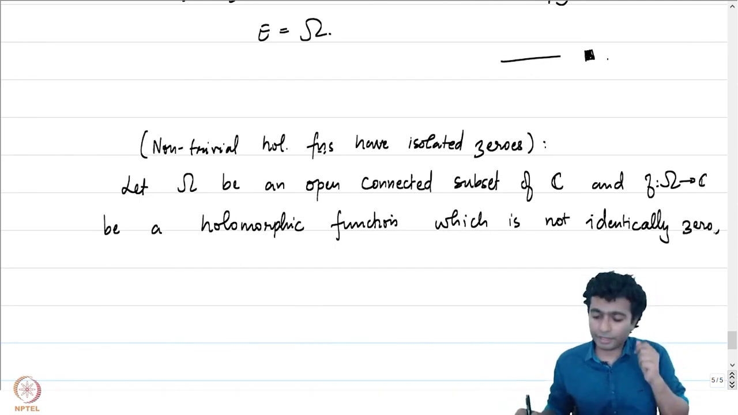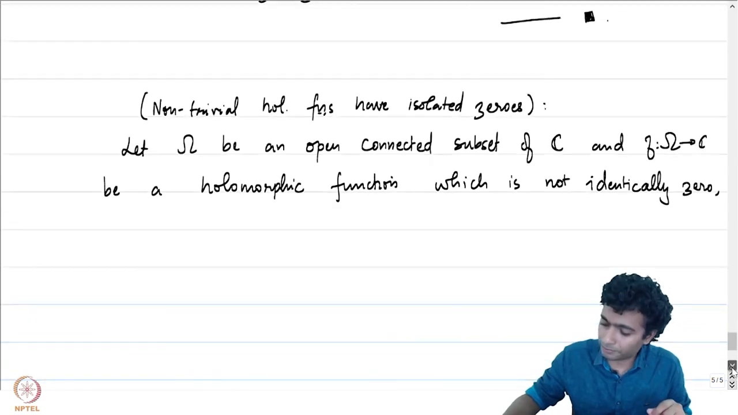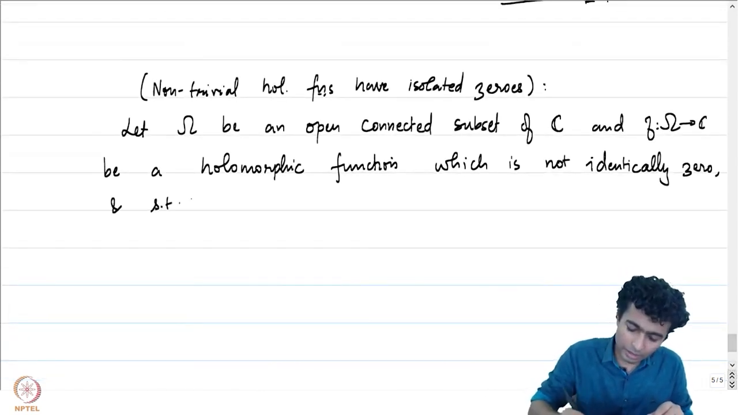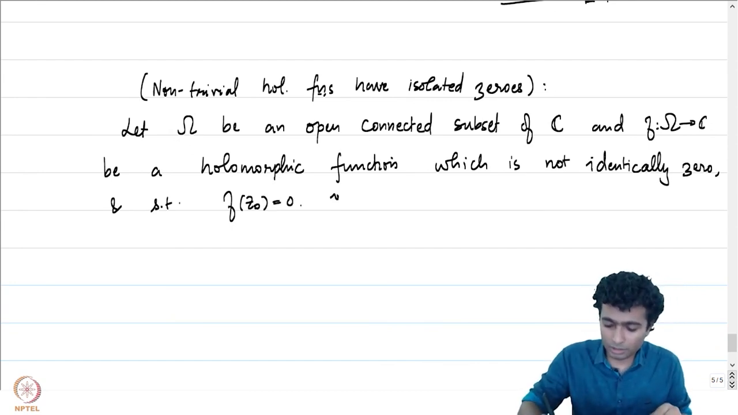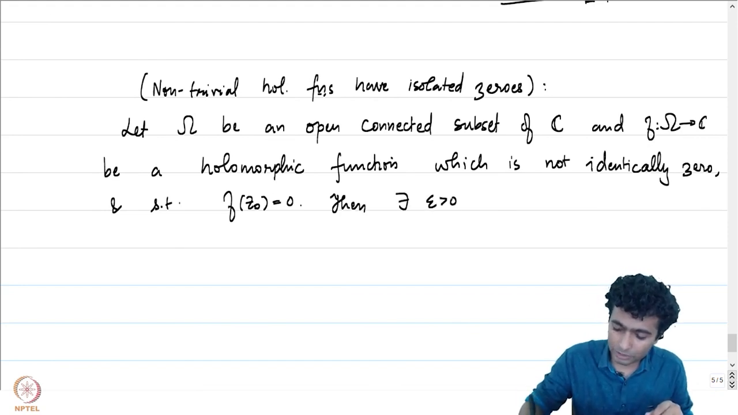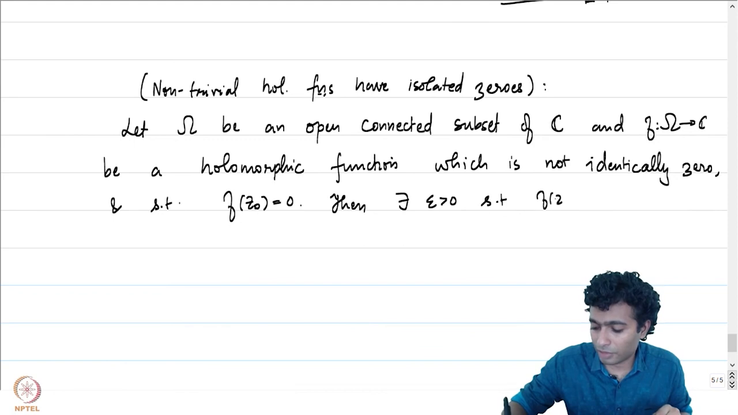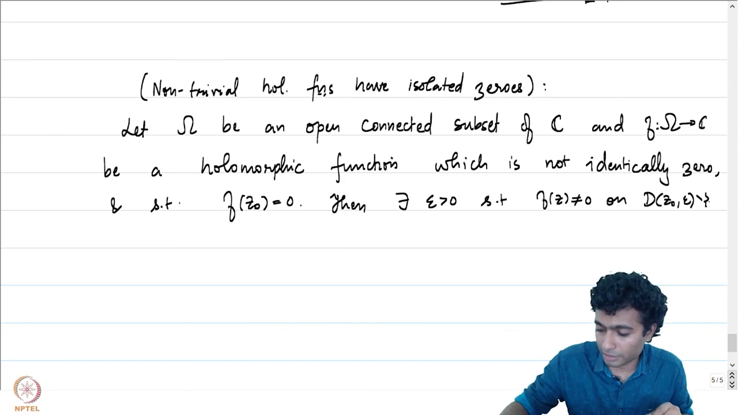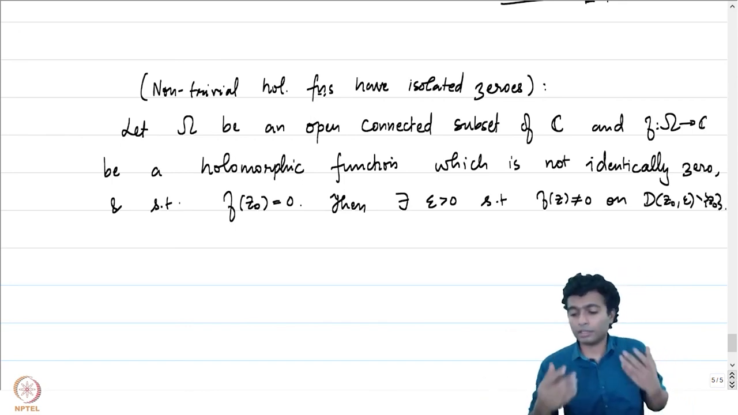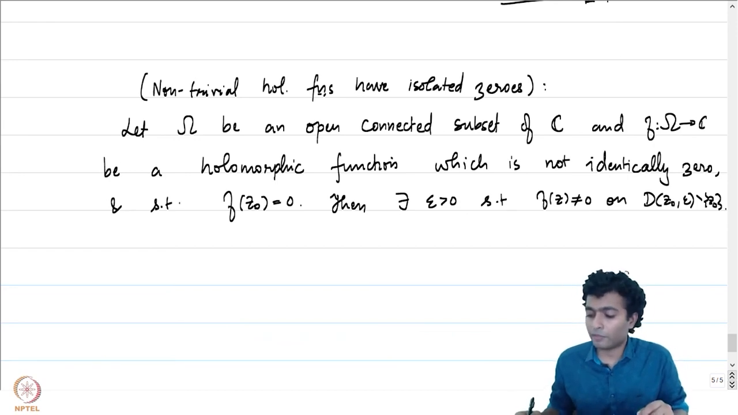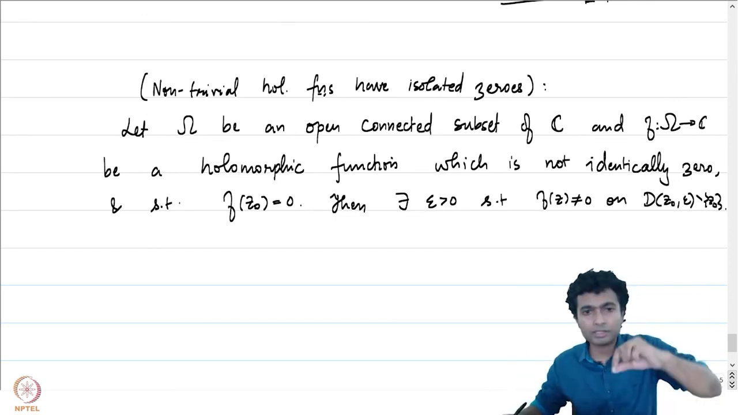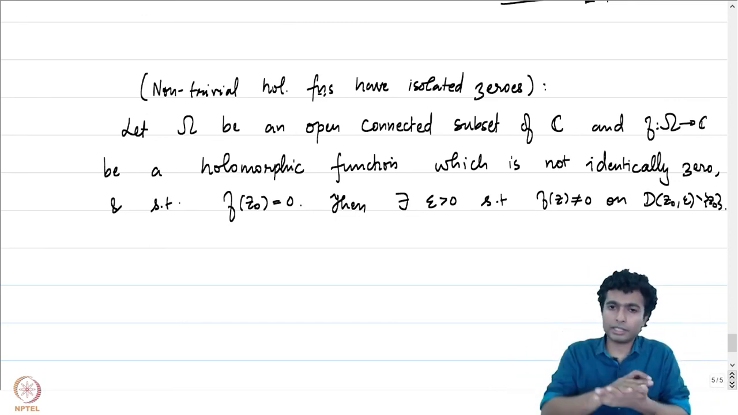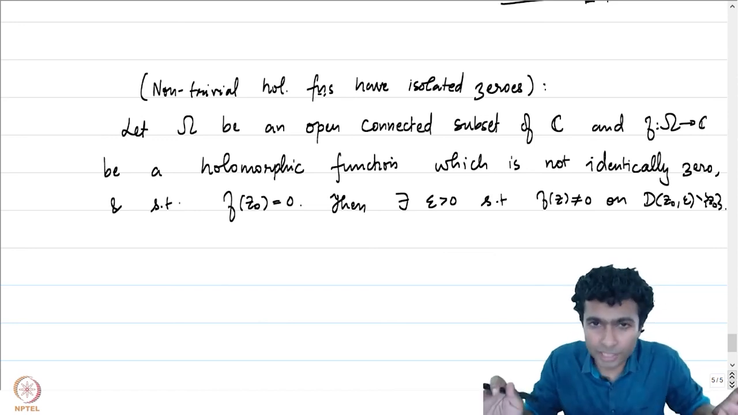That means there is at least one point where our function f is not 0, and such that f of z0 is equal to 0, then there exists epsilon positive such that f of z is not equal to 0 on D(z0, epsilon) minus z0. So at any point in the punctured disk of radius epsilon around z0, f will not vanish. That is what it means to say that the zeros are isolated. The moment we have a zero, we will have a disk around the zero, such that in the punctured disk, f does not vanish at all.